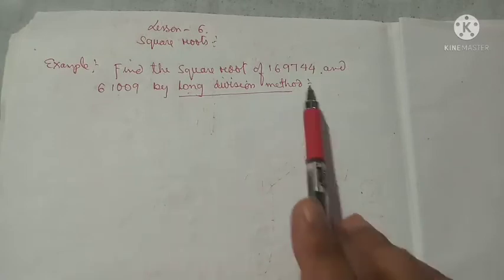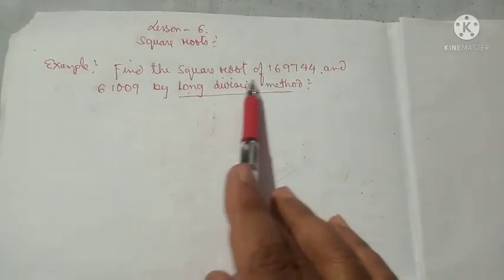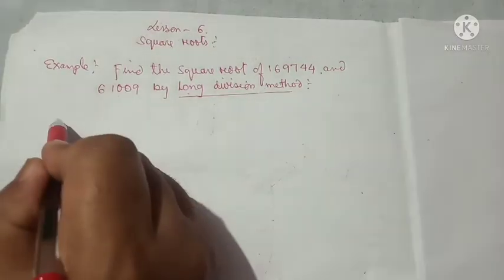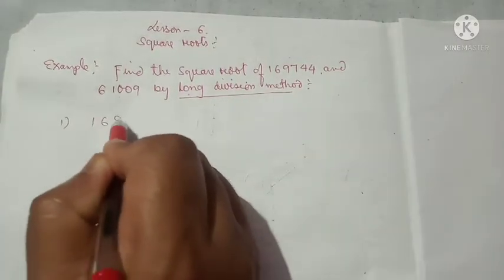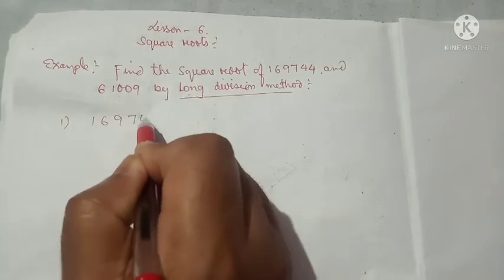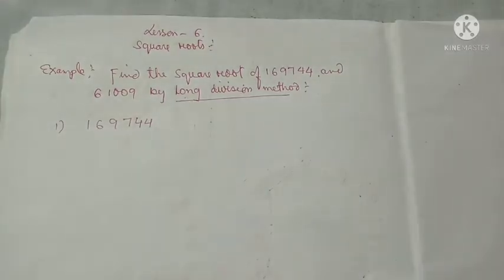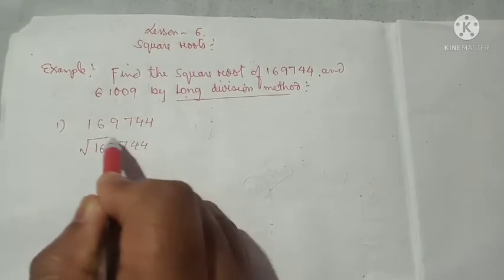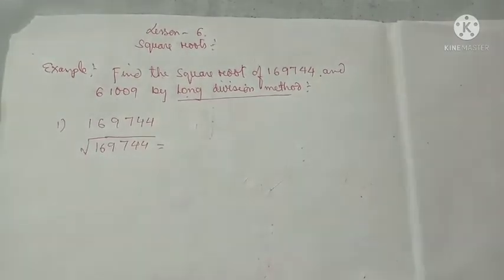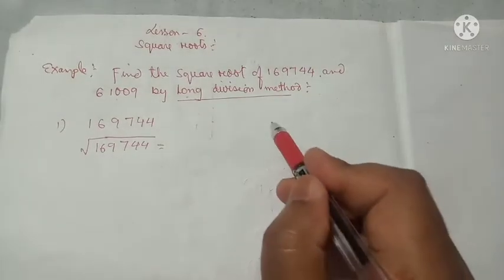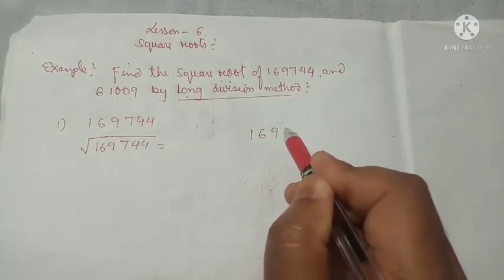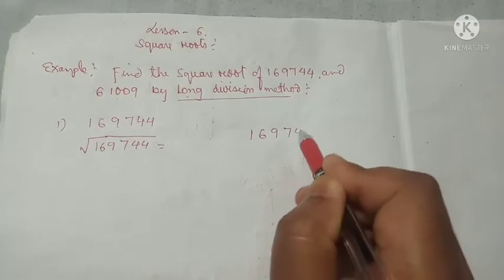Now we are going to start the example of how to find the square root by using the long division method. Let's see number 1, that is 169744. We are going to find the square root of 169744. Now this is the long division method.